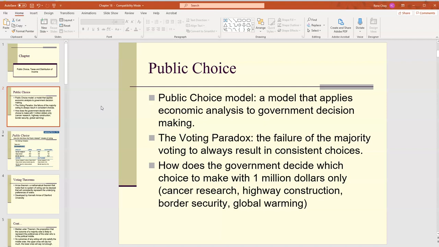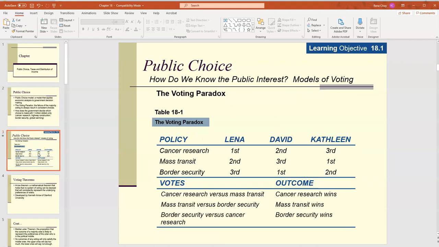The first thing that we like to talk about when we get to this level is what we call the voting paradox. The voting paradox is the failure of the majority of votes to always result in consistent choices, and therefore in a democracy to have people that are happy with the outcomes of an election, for example. So to understand this, let's look at this example here.